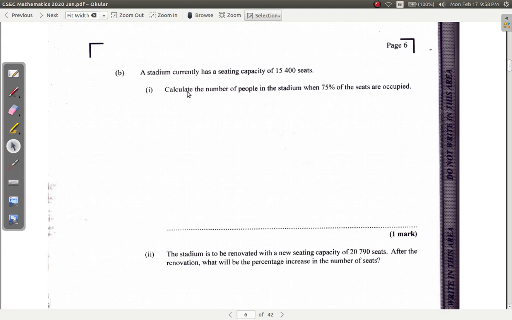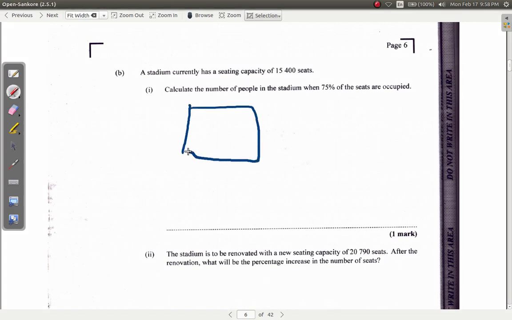So you have 15,400 seats. It's like you have that big stadium with all of these seats, 15,400 seats. 75% of the seats are occupied. That means somebody is sitting in 75% of the seats. Let me shade the seats where people are sitting, and then you have other seats that are empty. So in this case, 15,400 seats, 75% occupied.